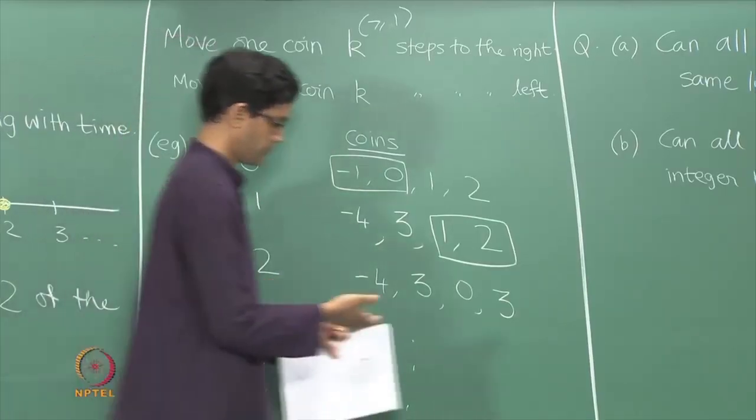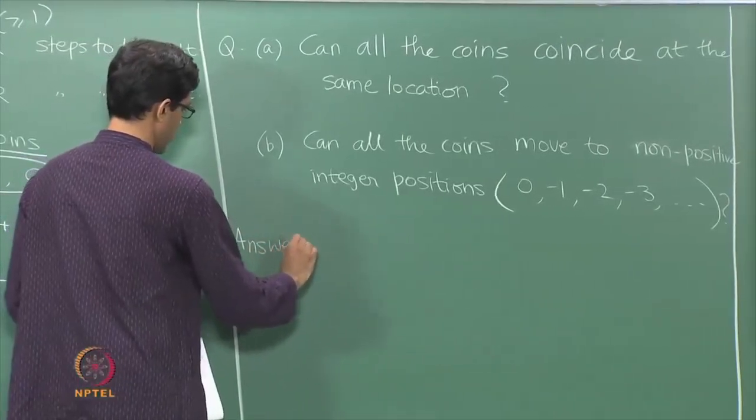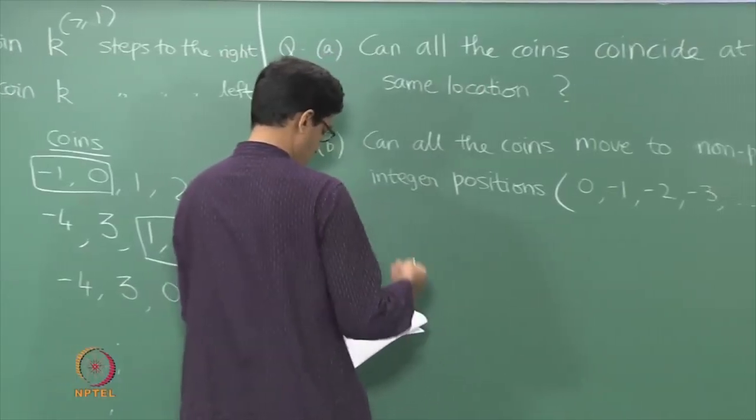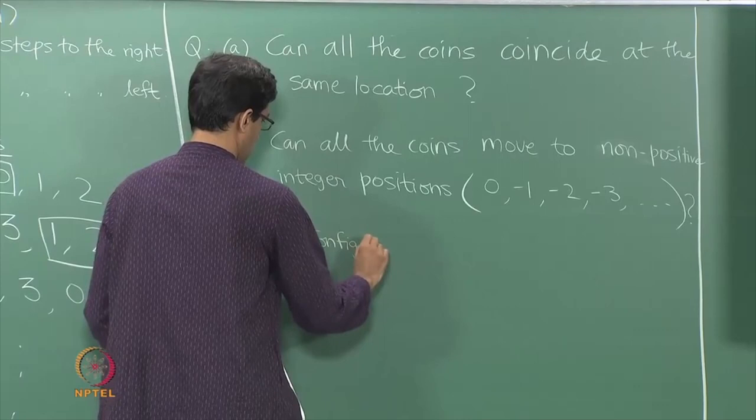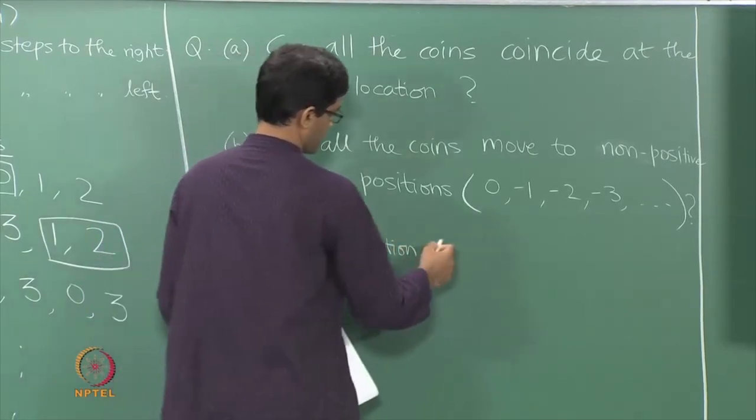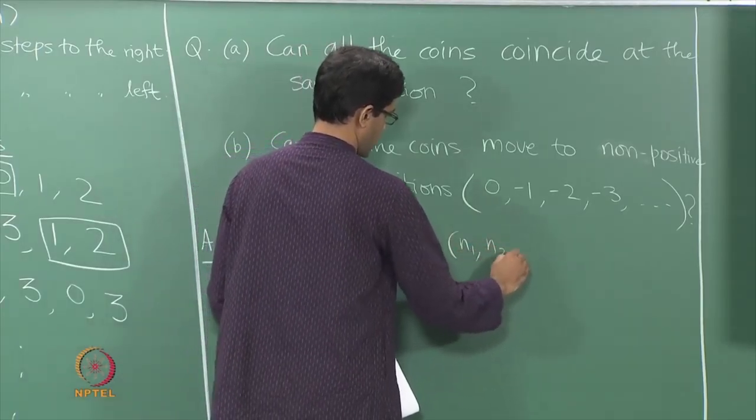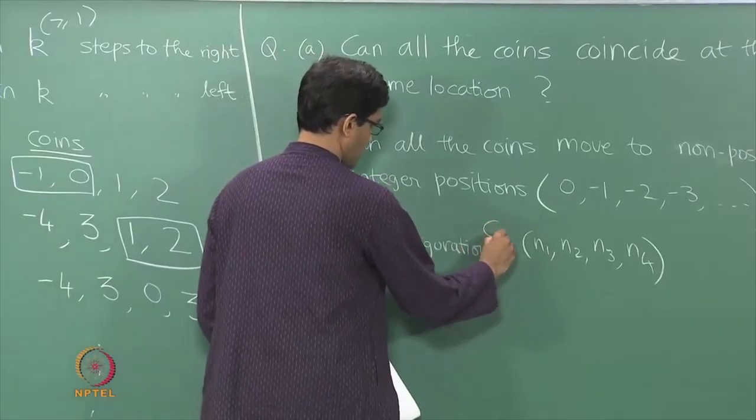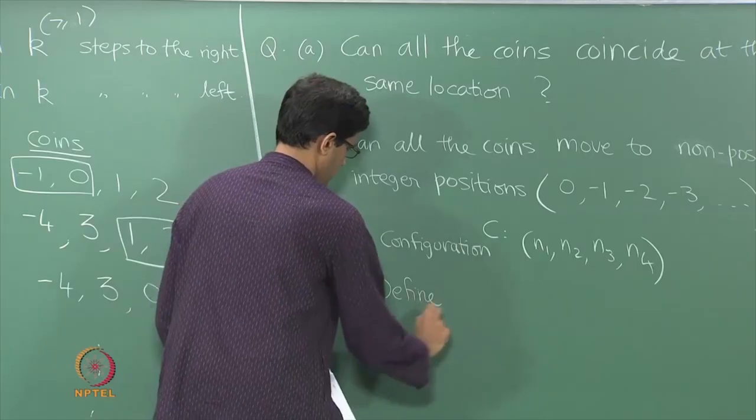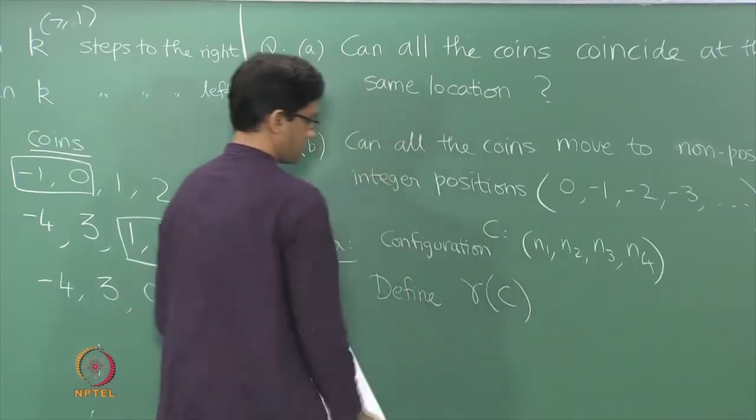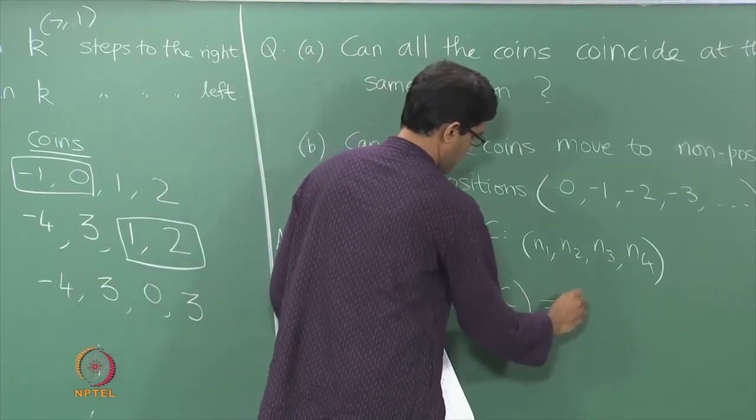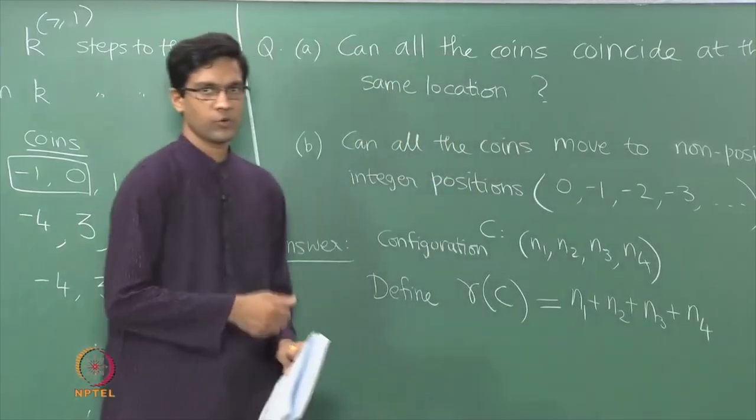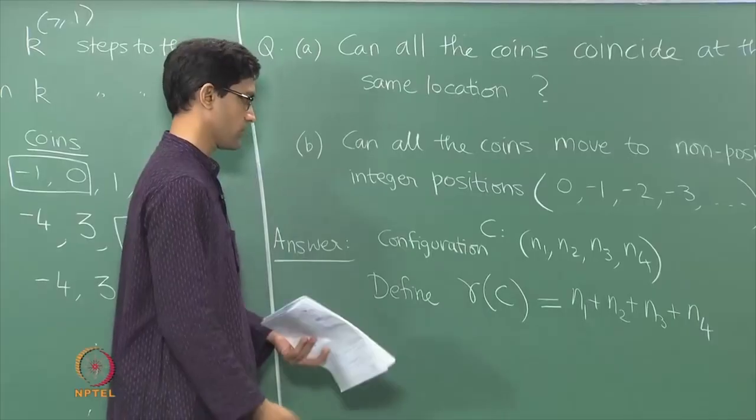And here's the answer, which is based on the following important observation. Let's define a function. Suppose I'm given a configuration. What's the configuration? It's just the four positions of the first coin, the second coin, the third coin, and the fourth coin. Let me call this configuration C. Let's define a quantity, gamma of C, which depends on this configuration C. Let's define it to be the sum of these four numbers, n1 plus n2 plus n3 plus n4. So to each configuration, we associate this number, which is the sum of the four positions.